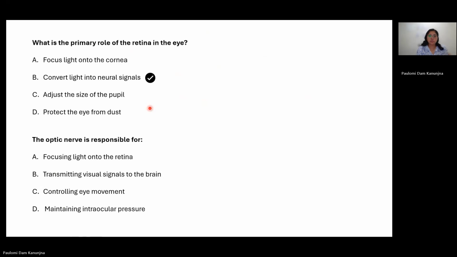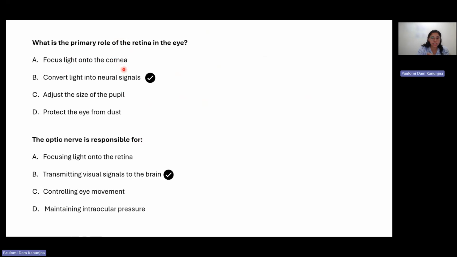Right. Staying to a schedule. So what is the primary role of the retina in the eye? As we have so far seen, it converts light into neural signals, right? And the optic nerve is taking those signals to the brain, right? Now, just for your confirmation, what are the other options saying? This one says focus light onto cornea. This is done by the lens.